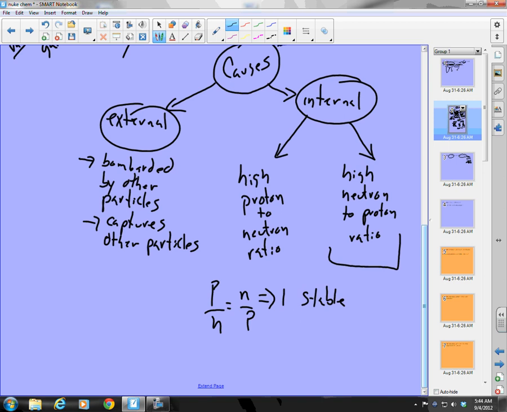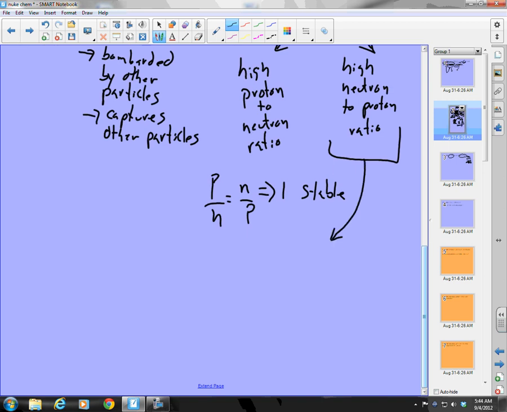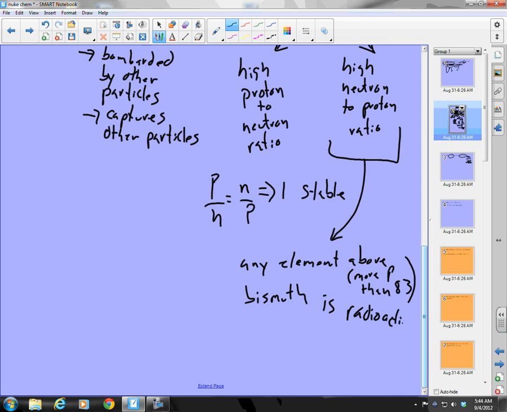It's really tough to give you a specific answer, but here's what I can tell you. Any element above bismuth, and what do I mean by that? More protons. How many protons does bismuth have? 83. Any element with more protons than 83 is radioactive, meaning it has an unstable nucleus. So that's kind of the rule of thumb: anything greater than 83 on the periodic table is radioactive.